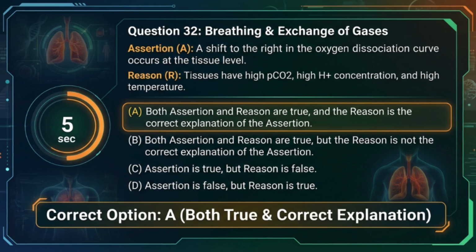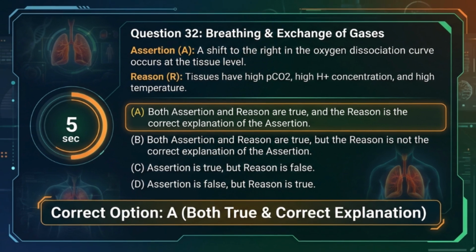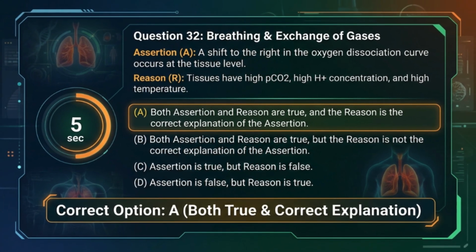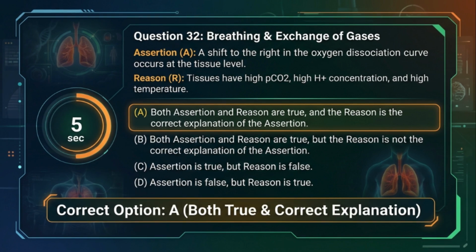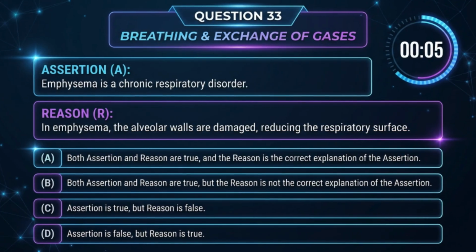Question 32. Breathing and exchange of gases. Assertion A. A shift to the right in the oxygen dissociation curve occurs at the tissue level. Reason R. Tissues have high PCO2, high H+ concentration, and high temperature. 3, 2, 1. Remember our right equals release rule. The curve shifts right at the tissues. Why? Because working tissues have high CO2, high acidity, and high temperature, which decreases hemoglobin's affinity for oxygen. Option is A.